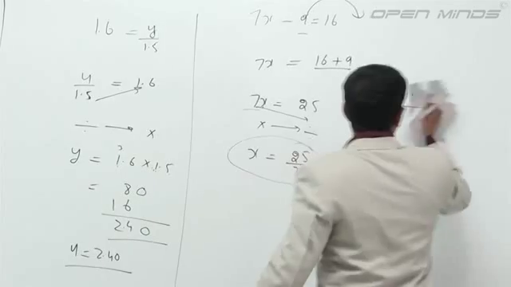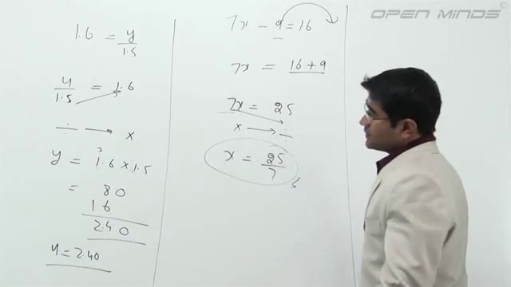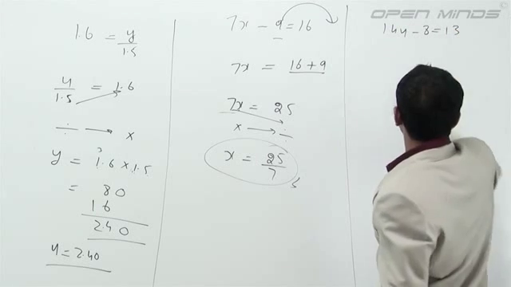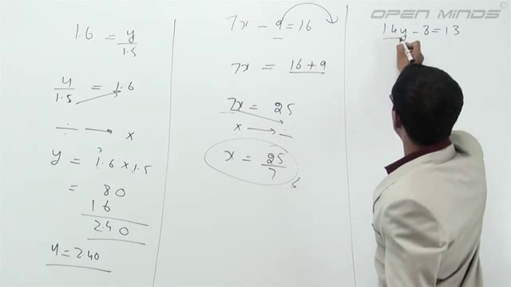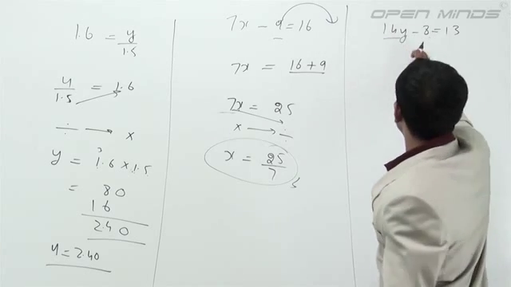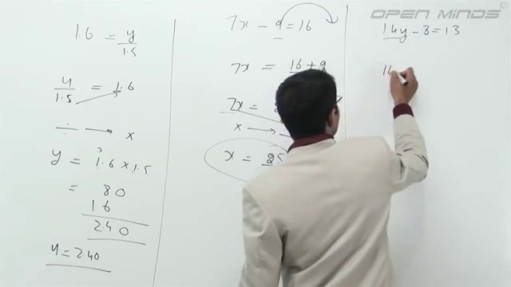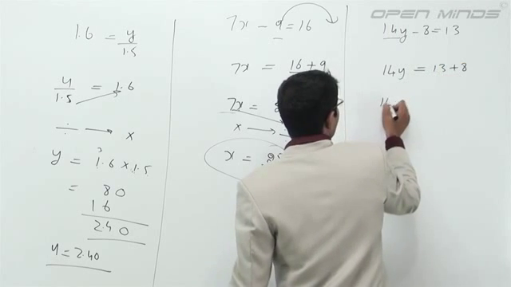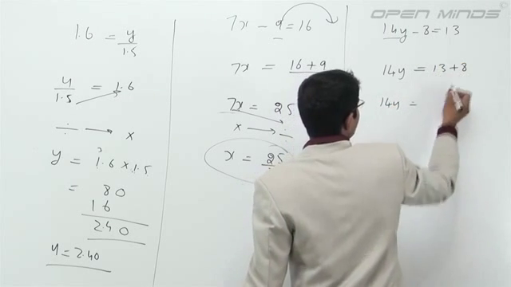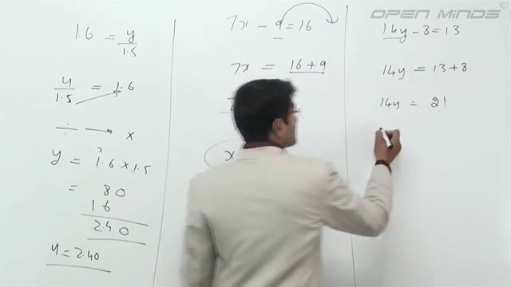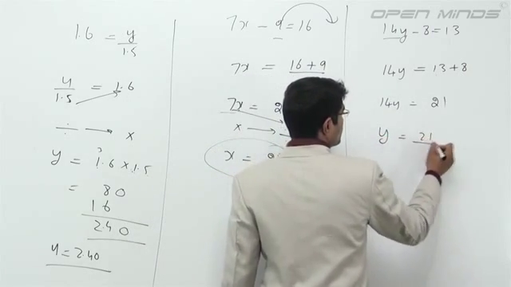Let's check. It says 14y minus 8 is 13. So again I have 14y, and who is far from y is 8, so 8 goes first. Minus 8 goes there as plus 8. That is 14y is equal to 13 plus 8, and 14y is equal to 21. That's what I have. Now what can I do with this? That is y is 21 by 14.